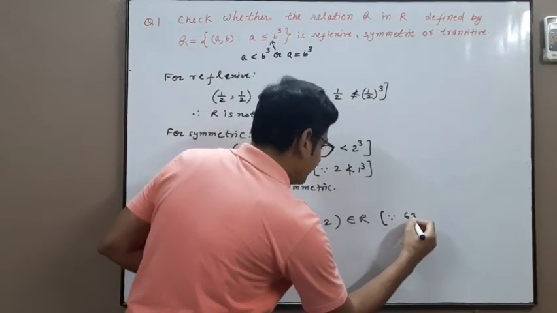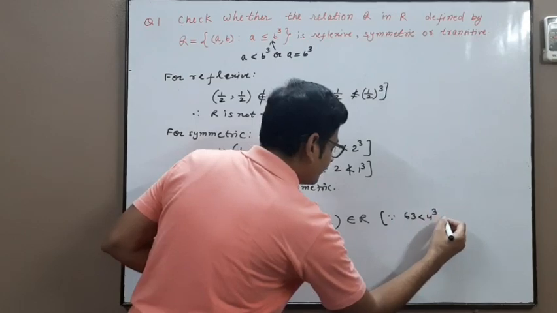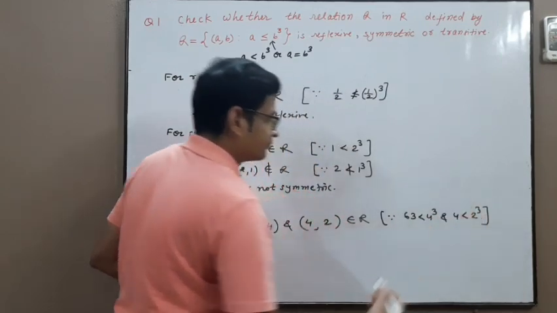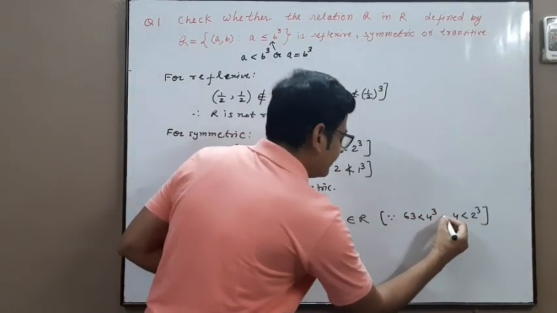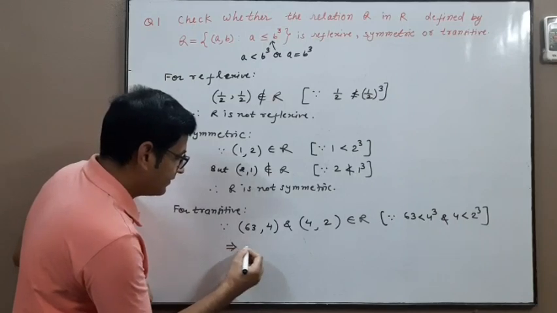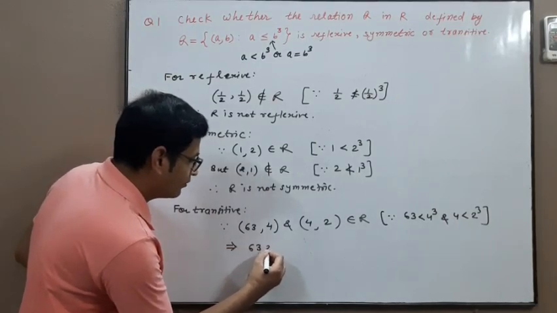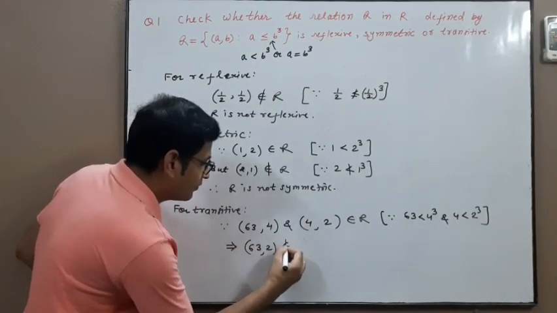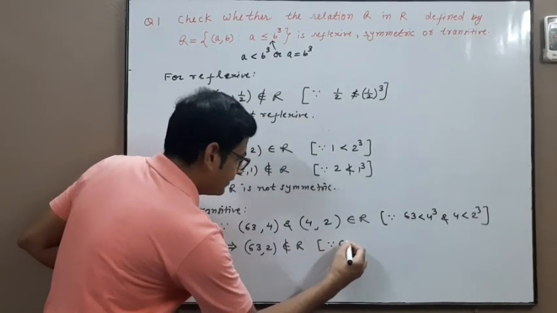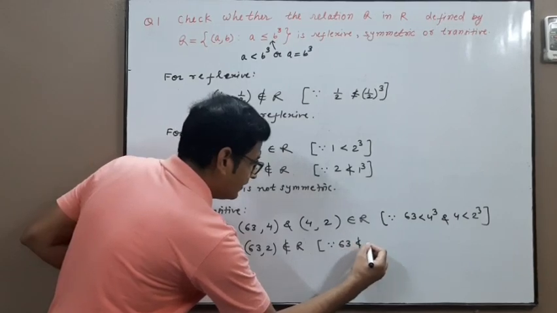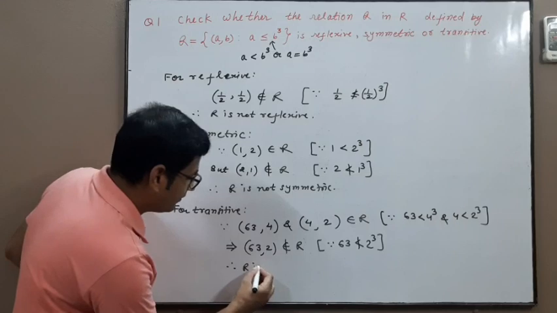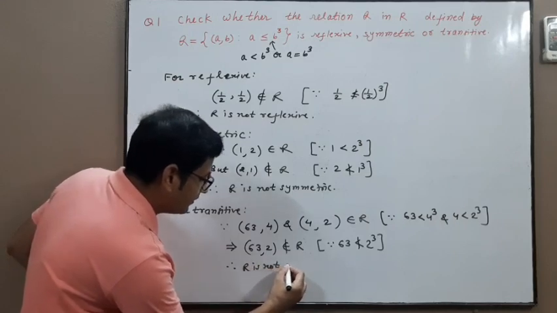Since 63 is less than 4³ and 4 is less than 2³, this implies (63, 2) does not belong to relation R. Why? Since 63 is not less than 2³. Therefore, R is not transitive.